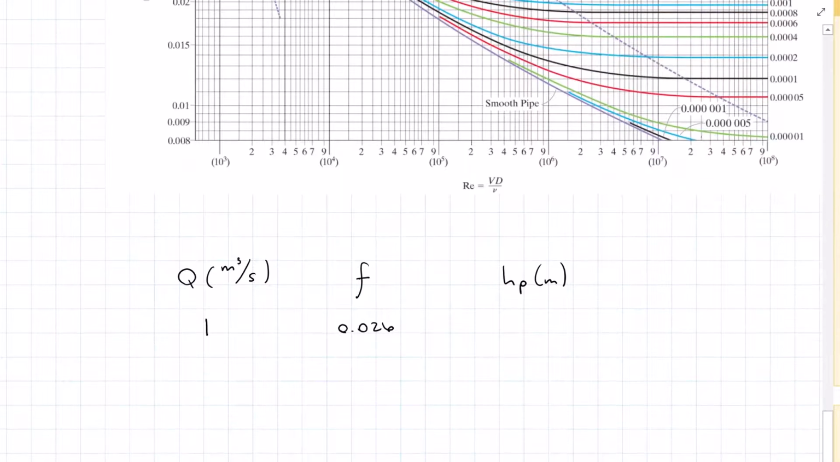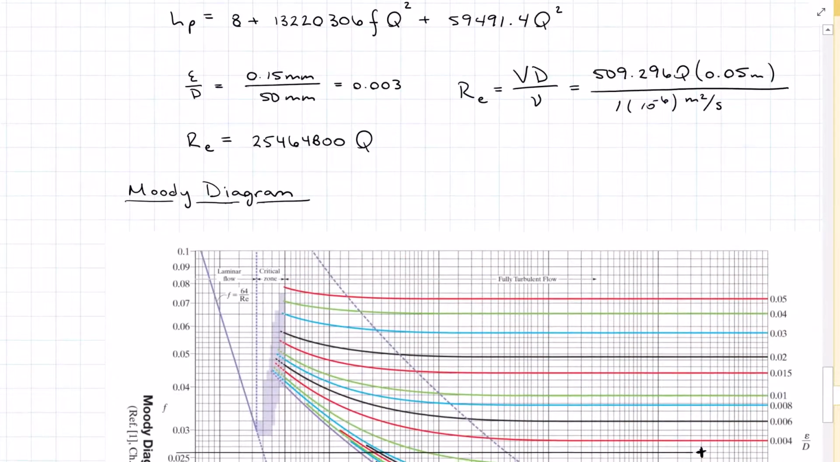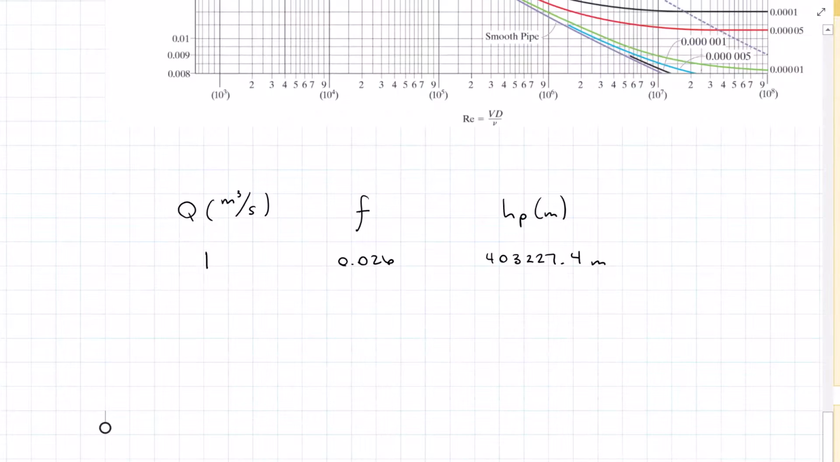So plugging in my flow rate of 1 and my friction factor of 0.026, I get a pump head of 403,227.4 meters. So our Q is a little bit high, but 1 was an easy number. So let's keep the 1, but let's add some more zeros in front of it. 0.01.